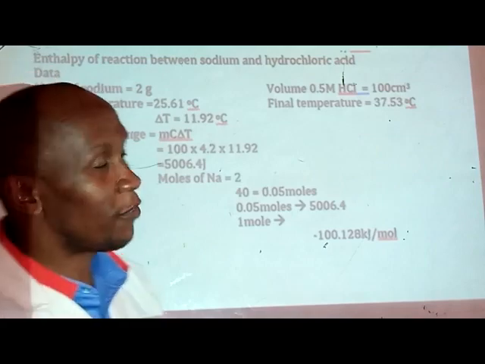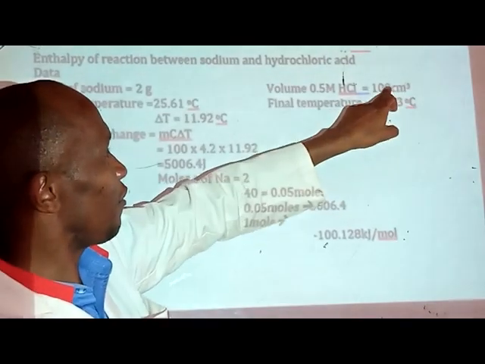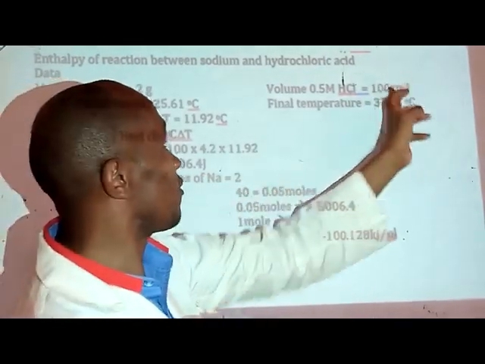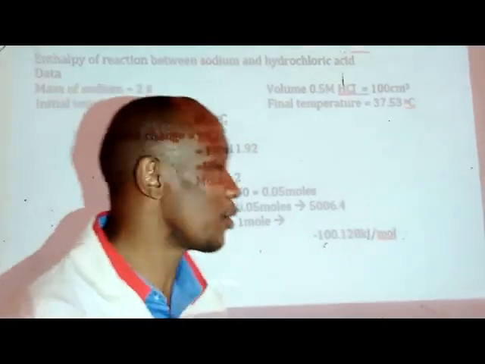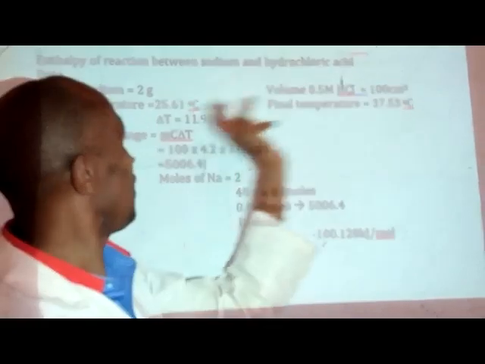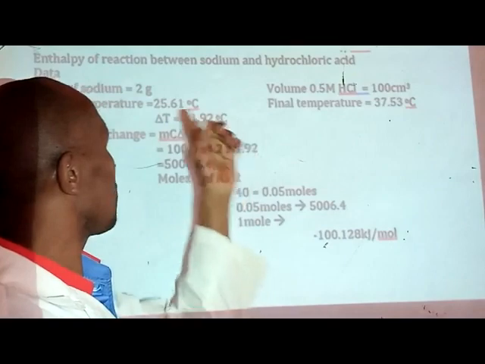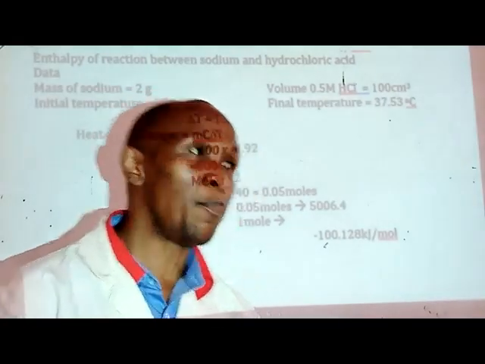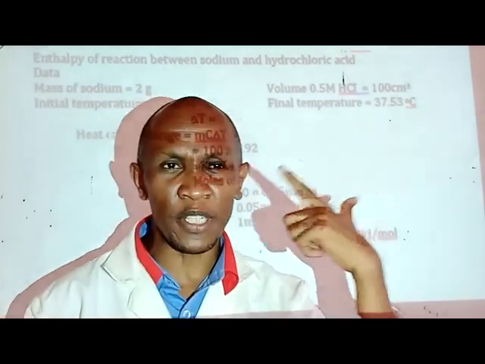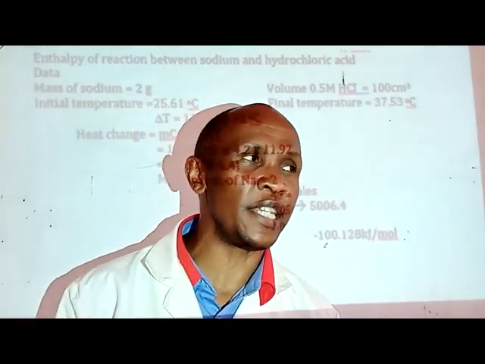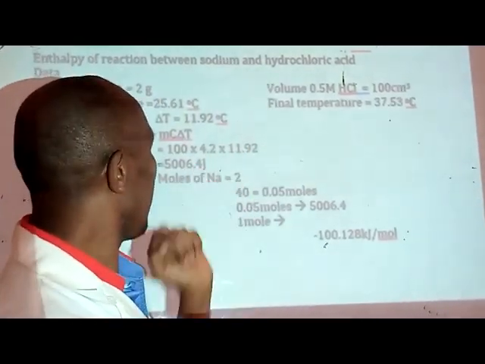Now this is what I forgot. They are using 100 cubic centimeters of 0.5 molar HCl and 2 grams of sodium hydroxide. The initial temperature is 25.61 and the final temperature is 37.53. So delta T comes to 11.92. So MC delta T, I am again ignoring sodium hydroxide. It is in solid state. So ignore it, 100 times that. That is the amount of energy.